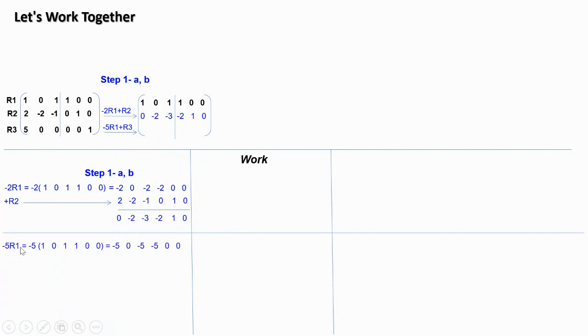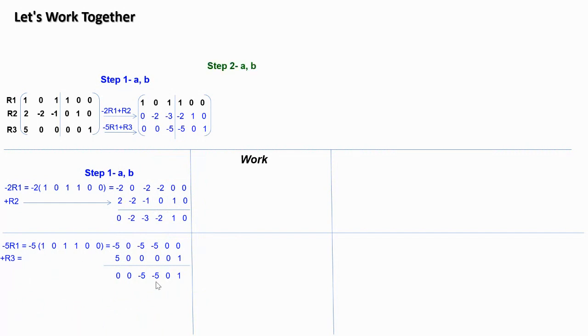Now I'm going to multiply negative 5 times row 1, right? So negative 5 times row 1, this is row 1 here. After I distribute, it's going to give us negative 5, 0, negative 5, negative 5, 0, and 0. I'm going to add it to row 3, right? So row 3 is 5, 0, 0, 0, 0, 1. After we add them, it's going to give us 0, 0, negative 5, negative 5, 0, 1. So this is my new row 3.